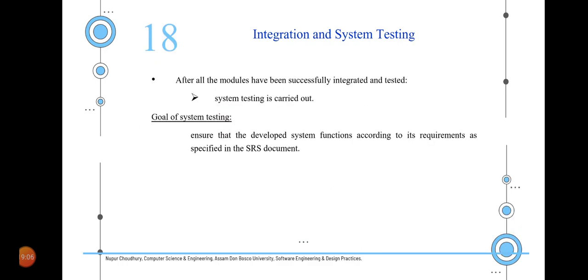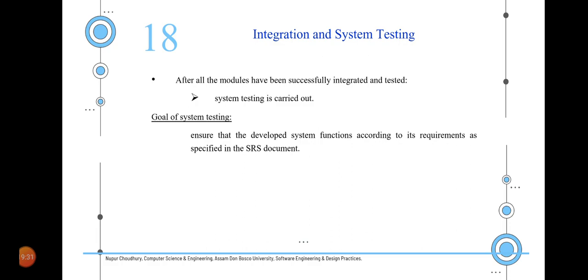After all the modules have been successfully integrated and tested and the result is successful, system testing is carried out. The main aim of system testing is to ensure that the developed system functions according to the requirements as specified in the SRS document.